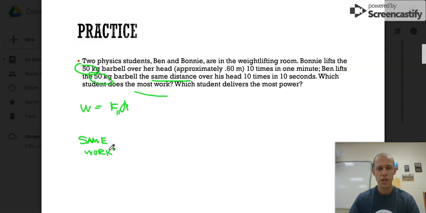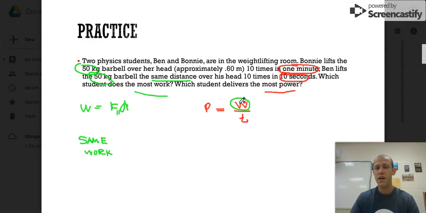The next question talks about power. So which student does the most power? If we look at our power formula, it is work over time. We just realized that the work was the same for both. So this number is the same. The time, however, is different. Here we have 10 seconds for Ben and 1 minute for Bonnie.